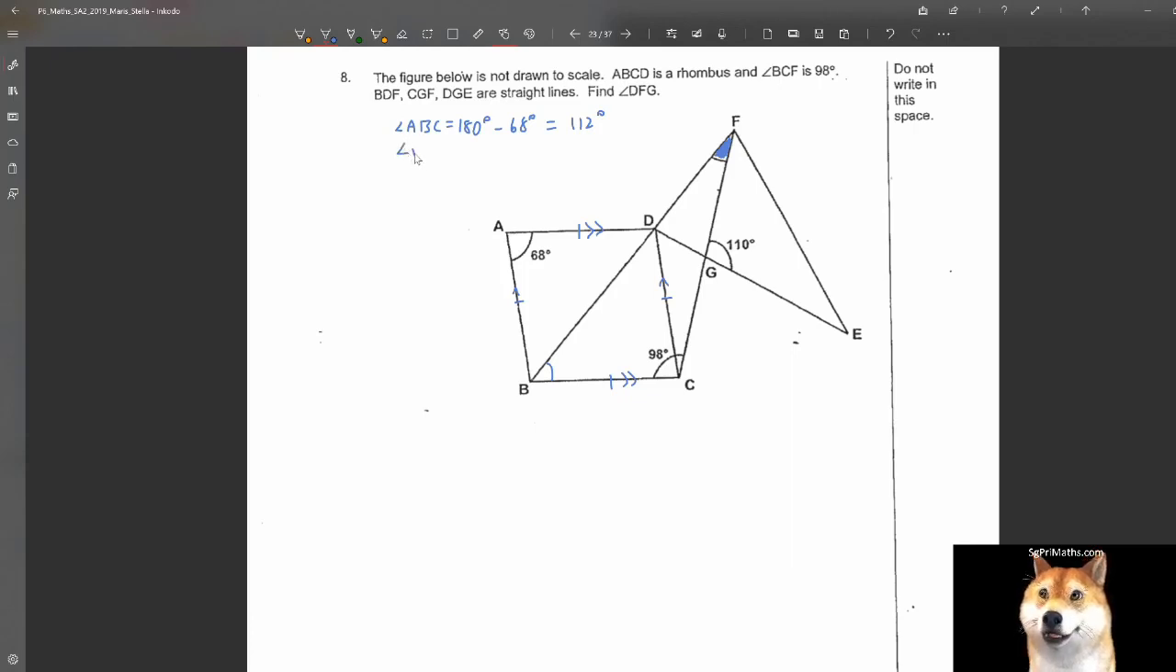Then for angle DBC, because it's cutting the angle in half, we use 112 degrees divided by 2, which gives us 56 degrees. So this is 56. So you look at triangle FBC. This angle plus 98 plus 56 gives you 180 degrees. So angle DFG, the angle that we're trying to find, with the angles in a triangle being 180 degrees, is 180 degrees minus 98 degrees minus 56 degrees. This will give you 26 degrees.